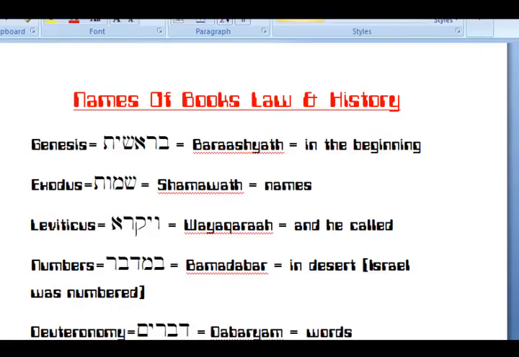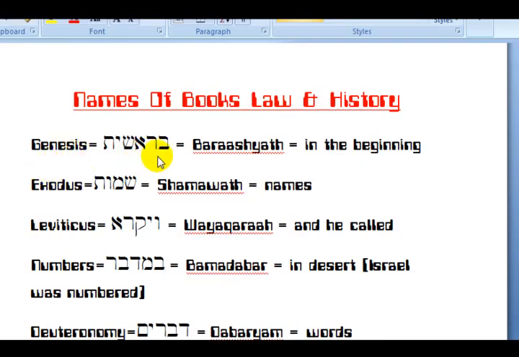This part of the lesson is going to be called names of books, law, and history. These are basically the names of the books in the Old Testament and what they mean. We're going to start off with the book of Genesis, which pretty much all the brothers should know. We've gone over this a lot.